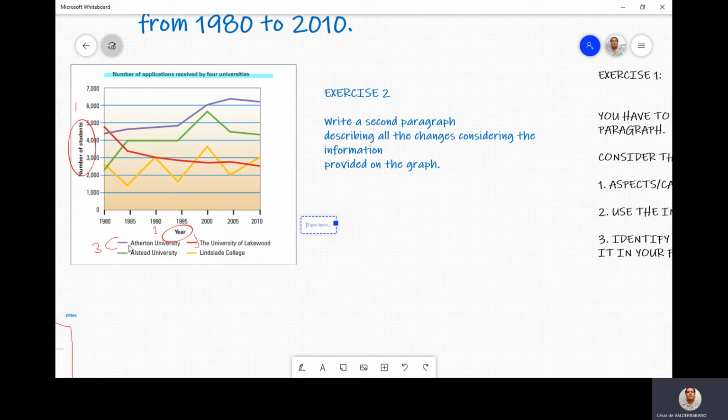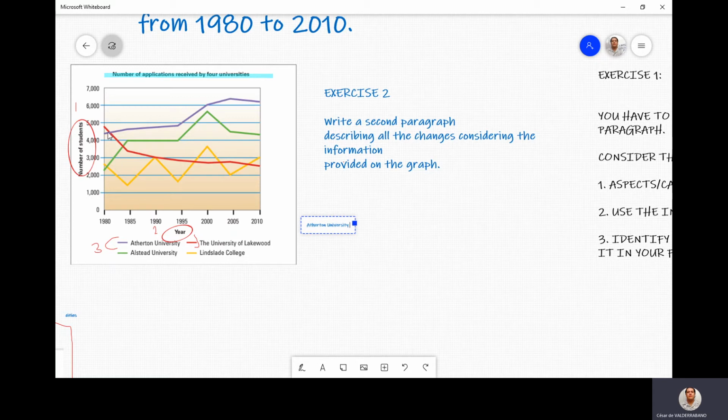For example, let's start with Atherton University. You have to describe it when it goes up and down using the vocabulary that I explained here. I want to give you just one example. It says here, Atherton University.